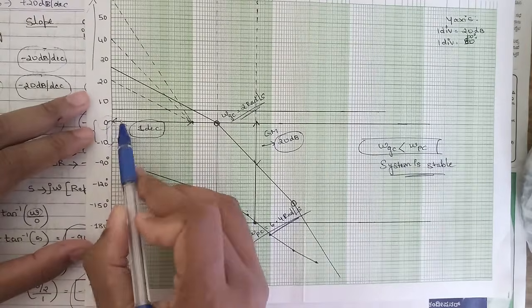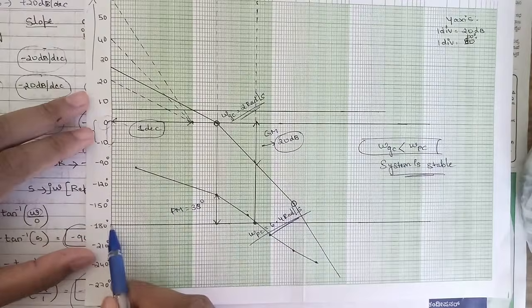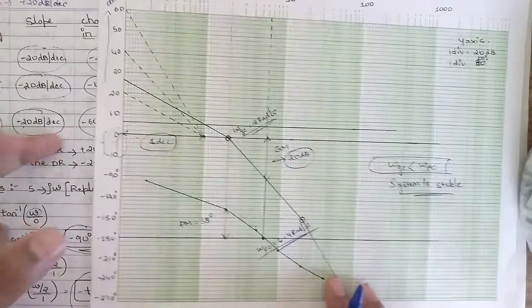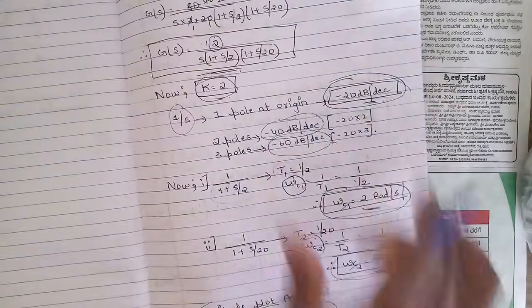Then draw one straight line for 0 dB, and one straight line for 180 degree. And whatever the reference line which we have got in our calculation, that is 6 dB in this case.